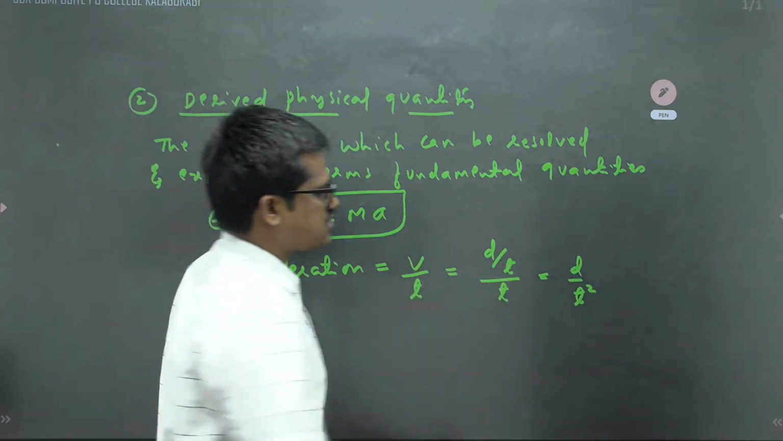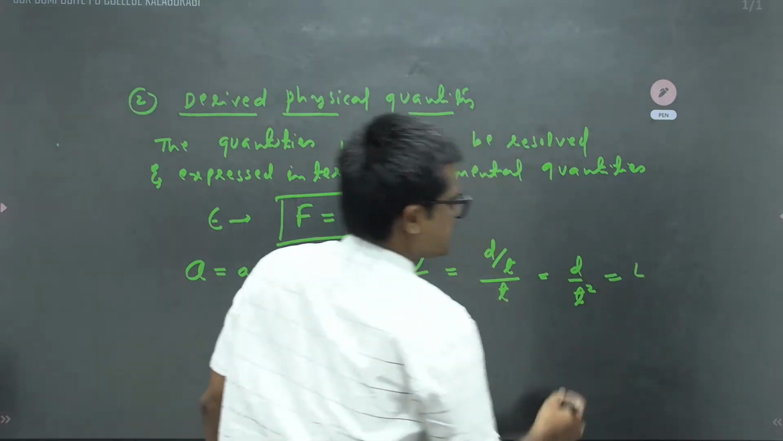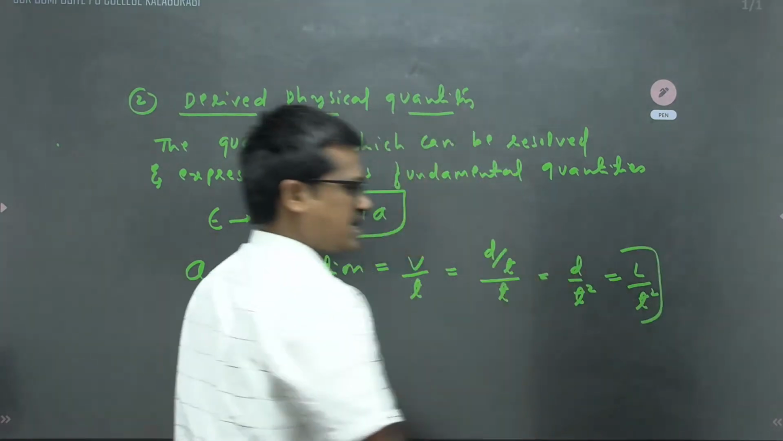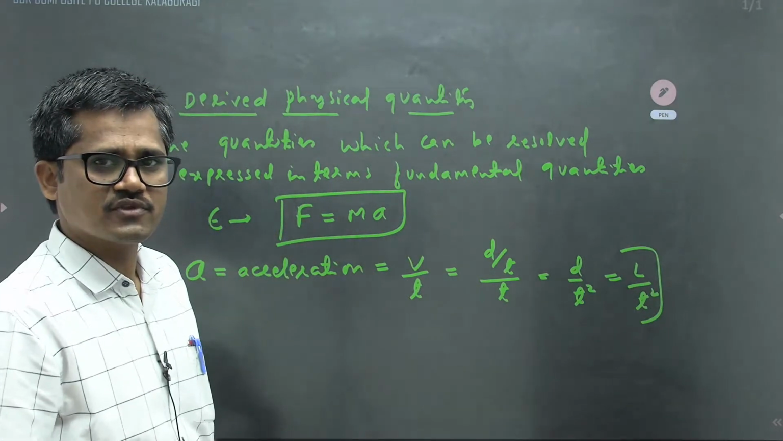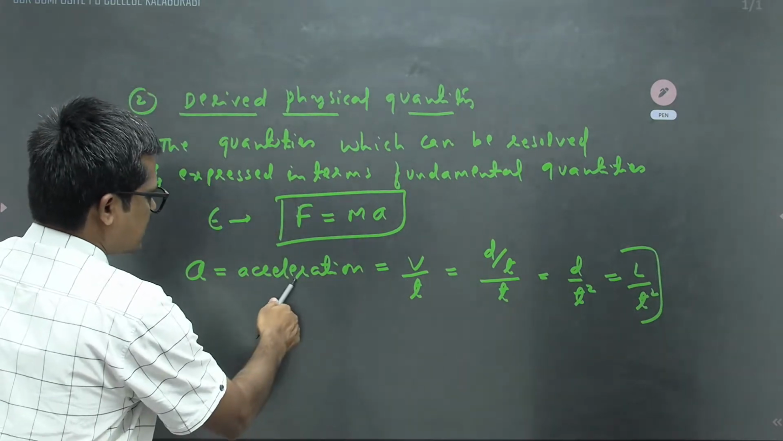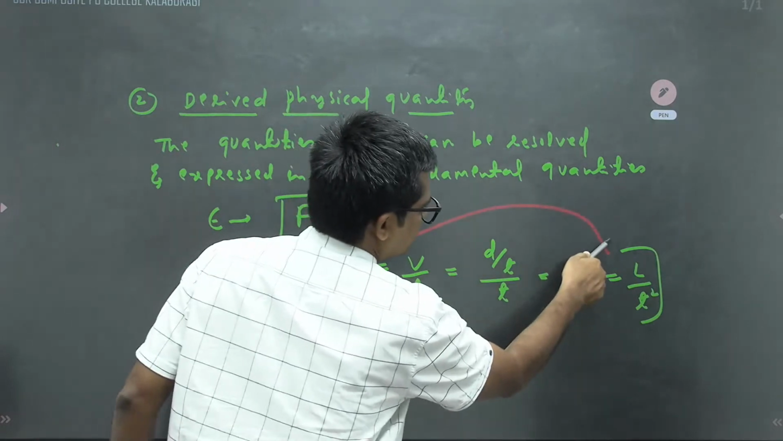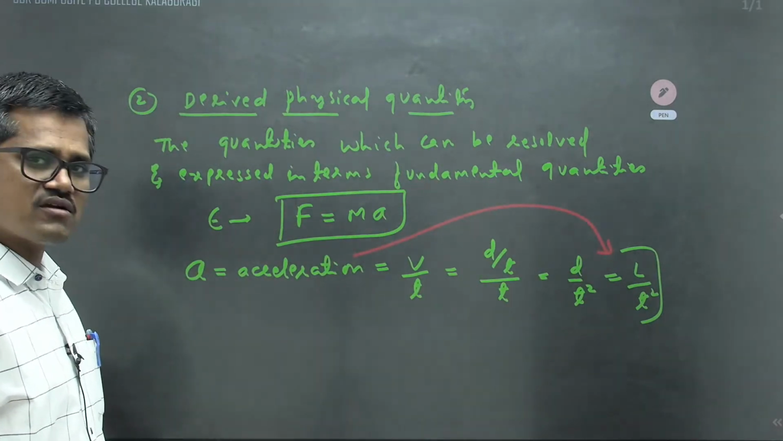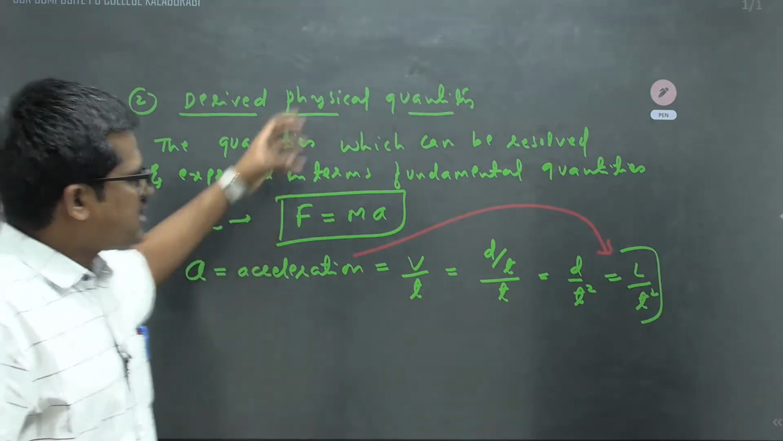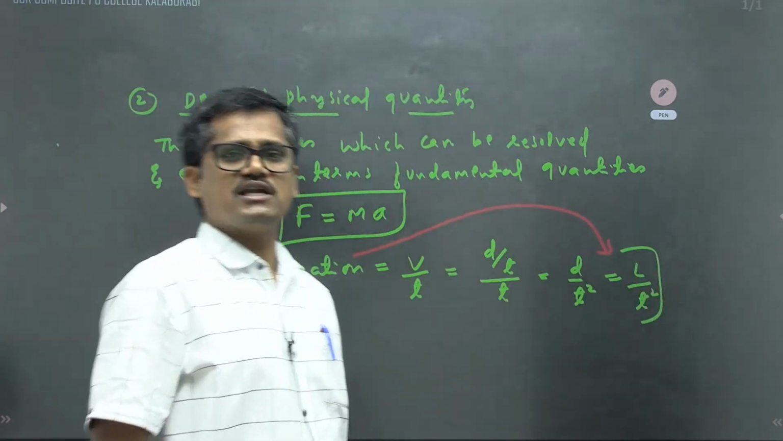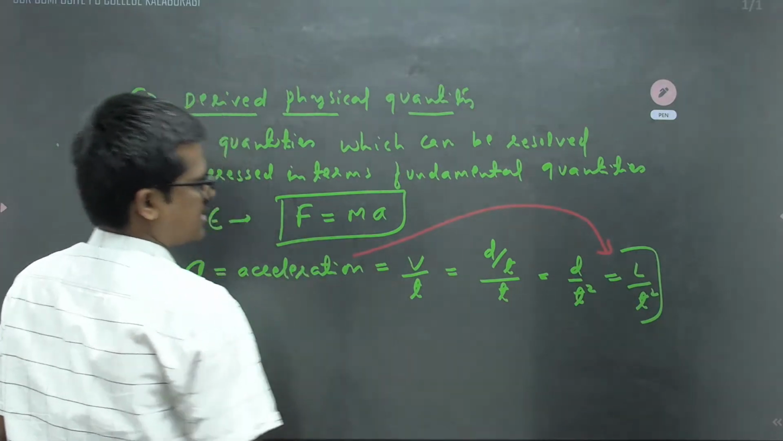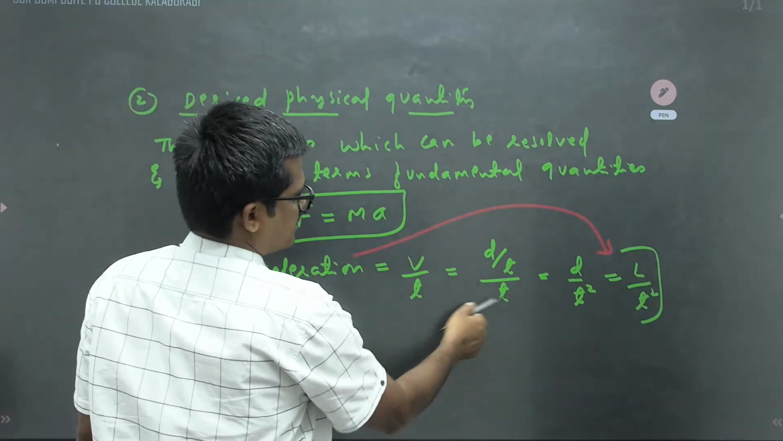So now displacement is a length. Here t is a time. Both length and time are fundamental quantities. So here acceleration is expressed in terms of length and t square. Right or not? So acceleration is expressed in terms of length and time. First we have converted velocity by time, then velocity as displacement by time, like that.